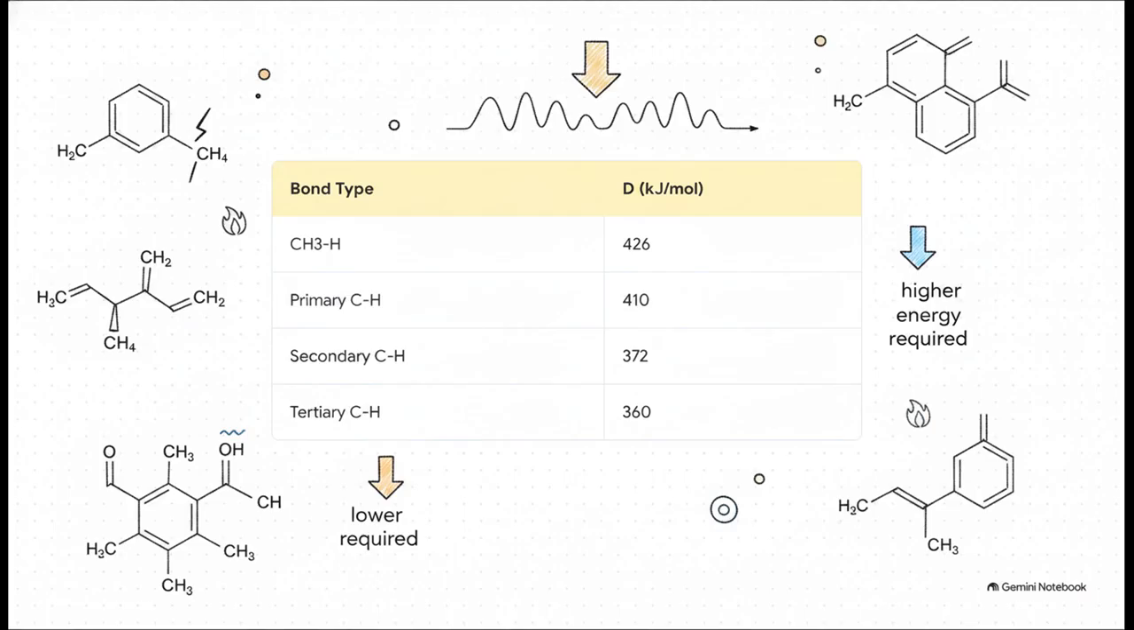When we look at the bond dissociation energies required to form different carbon radicals, a really striking trend jumps out. Breaking a primary carbon-hydrogen bond takes 410 kilojoules per mole. A secondary takes 372. But a tertiary carbon-hydrogen bond, that only takes 360. So it clearly takes significantly less energy to create a tertiary radical than it does a simple methyl or primary radical.